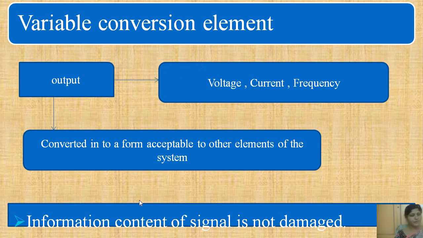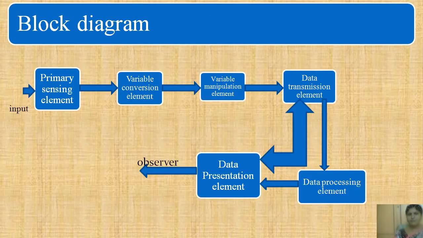Now, due to this conversion, the information content of the signal is not destroyed. No damage is done, and no information is lost from the signal due to this conversion. So in the block diagram here we have the variable conversion element. It is converting the signal into a form which is acceptable to the other elements.